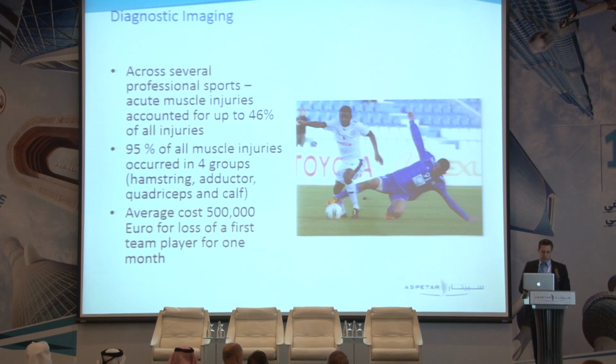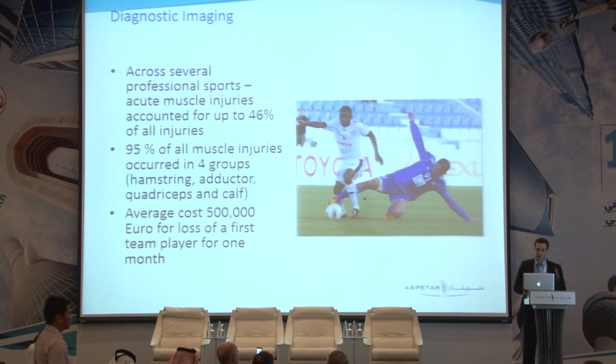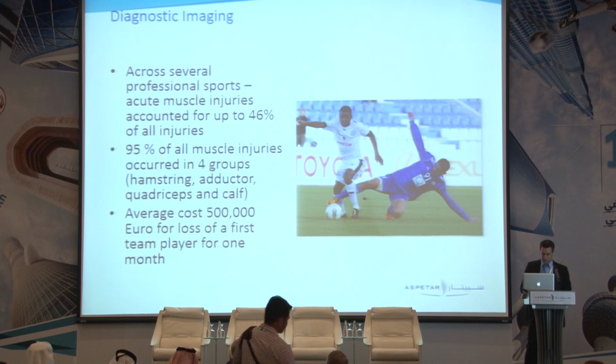A little bit of the epidemiology, not going to get into it too much. There was a 12-year study of European professional soccer athletes showing that 95% of all muscle injuries fell into 4 groups: the hamstring, which accounted for about 34% of them, the adductors 21%, the quads 14% of the muscle injuries, and the calf 12%.